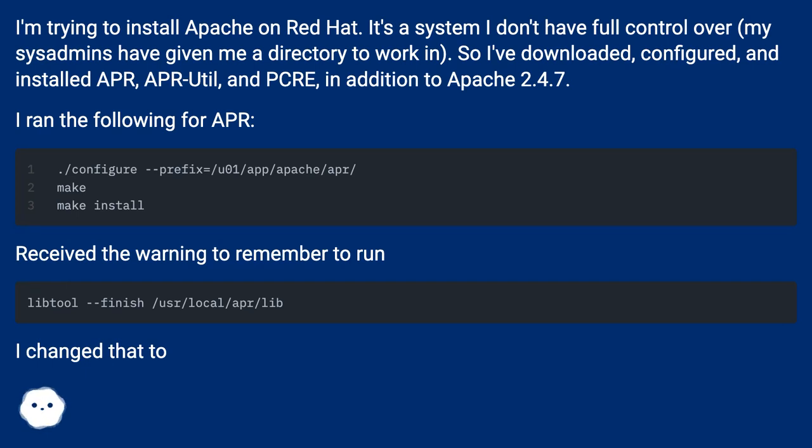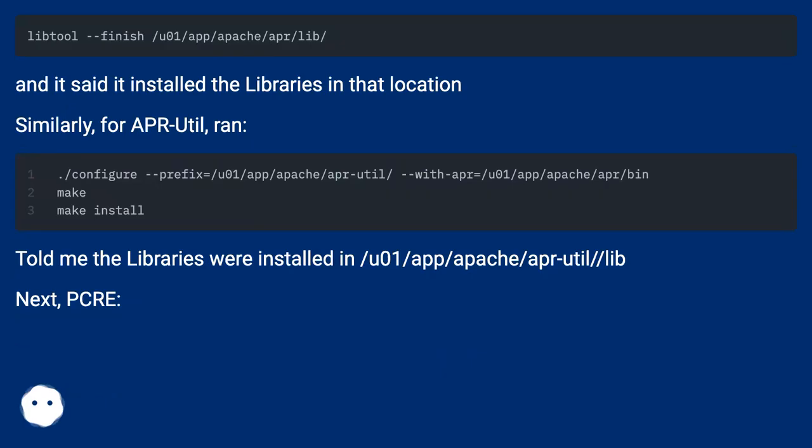I ran the following for APR. Received the warning to remember to run. I changed that to. And it said it installed the libraries in that location. Similarly for APR-util, I ran. Told me the libraries were installed in. Next, PCRE.